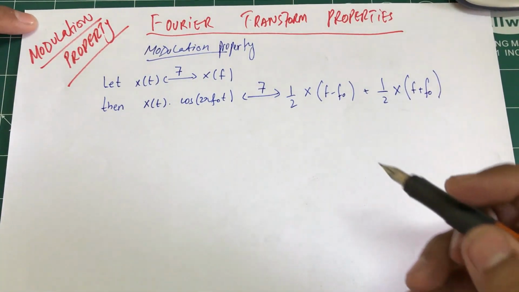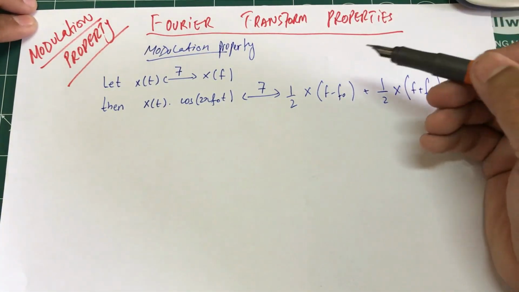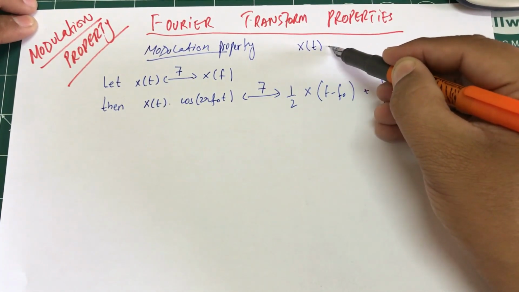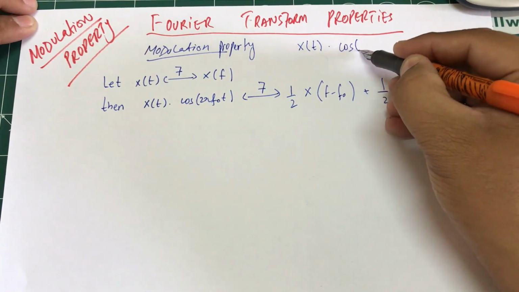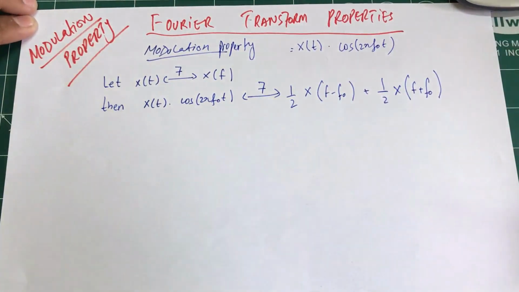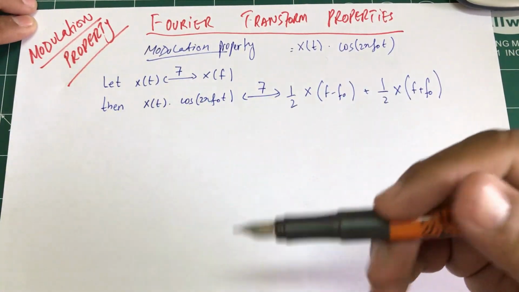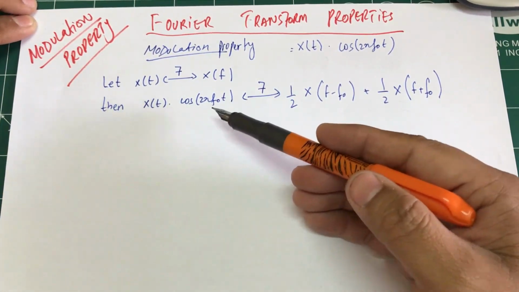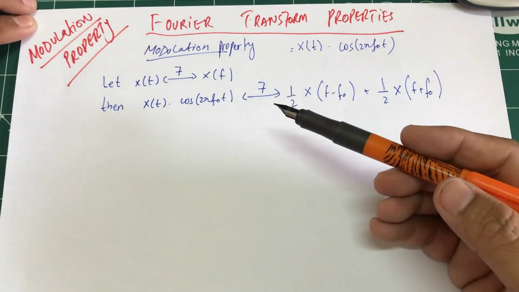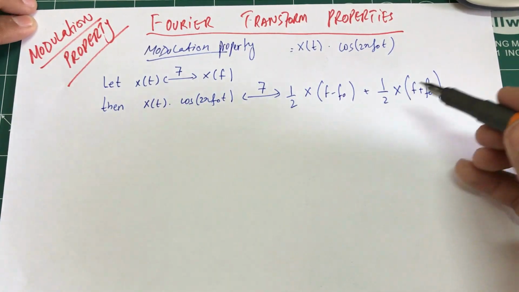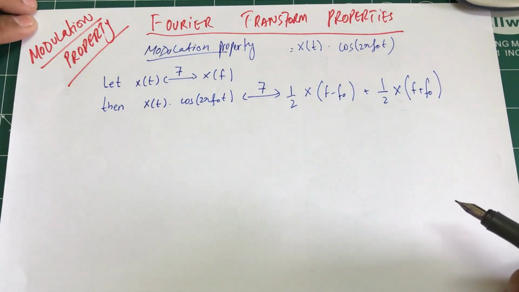All right. So we're trying to prove the modulation property. The modulation property is this: x of t is being multiplied by some signal cos 2 pi f naught t. And we're trying to prove this property. According to the Fourier transform table, x of t multiplied with cos 2 pi f naught t, when I take the Fourier transform of it, would be 1/2 x of f minus f naught plus 1/2 x of f plus f naught.